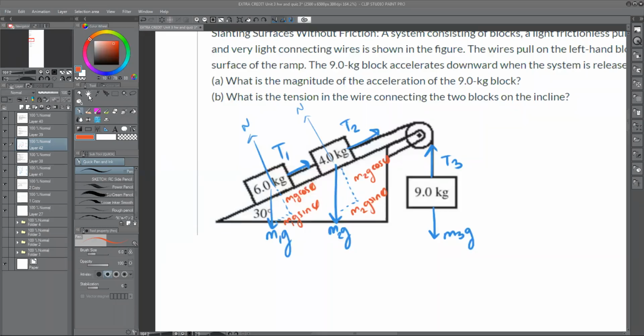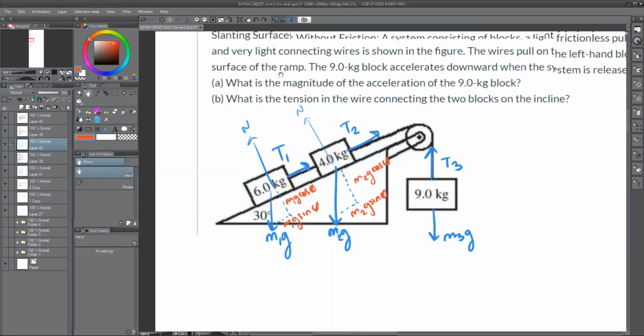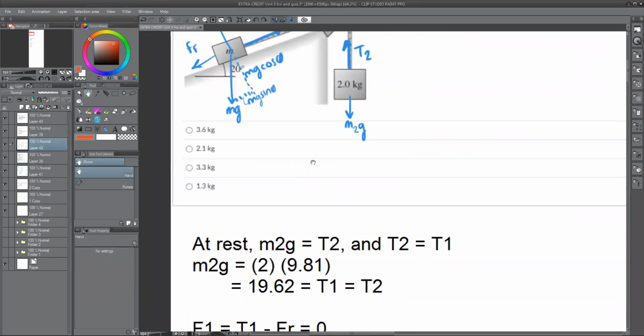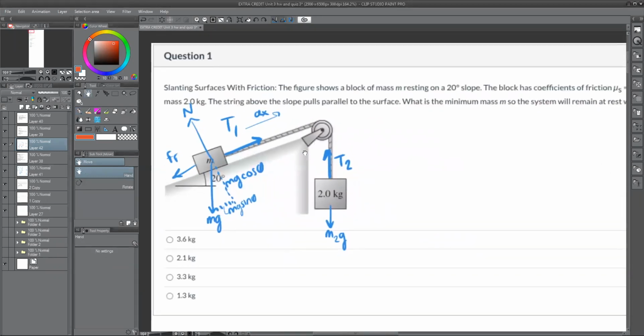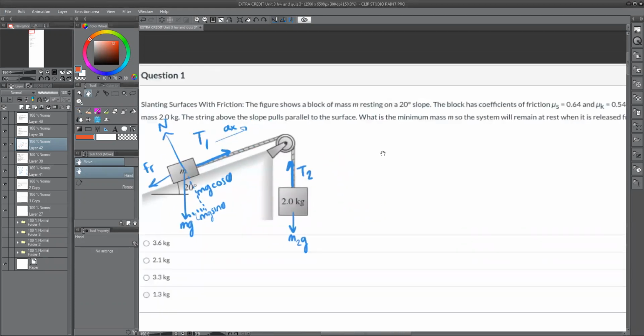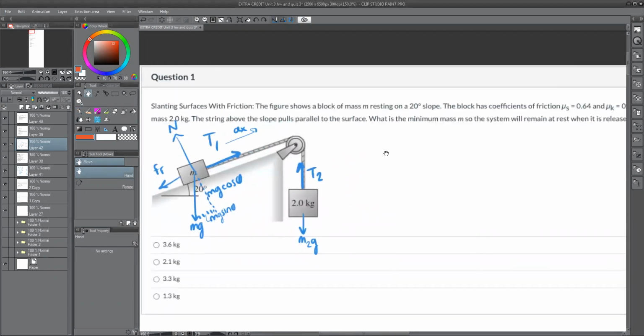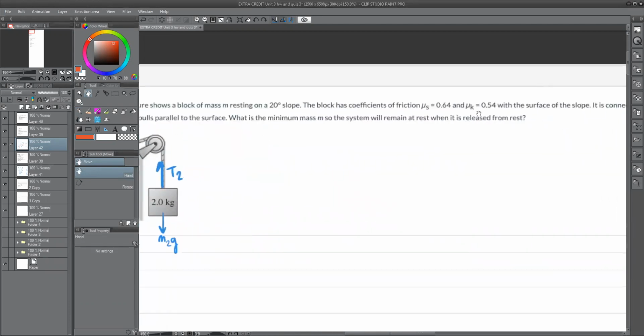Hello, I'm going to be explaining the two problems that I solved for the quiz, the pulley problems. Okay, so the first one asks, the figure shows a block of mass m resting on a 20-degree slope. The block has coefficients of friction U sub s 0.64 and U sub k 0.54 with the surface of the slope.